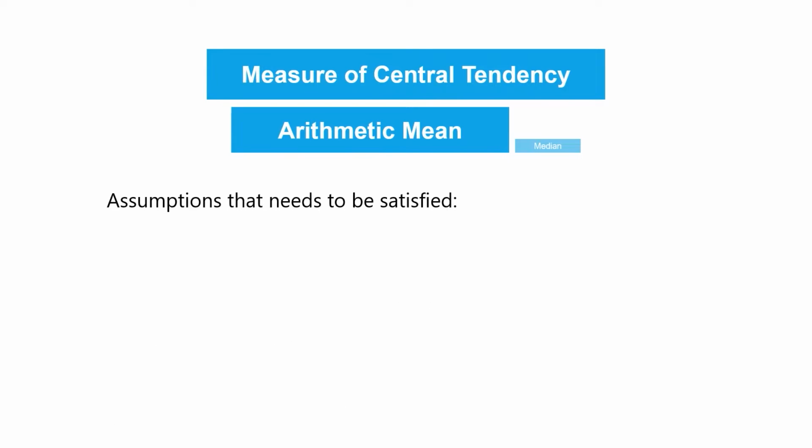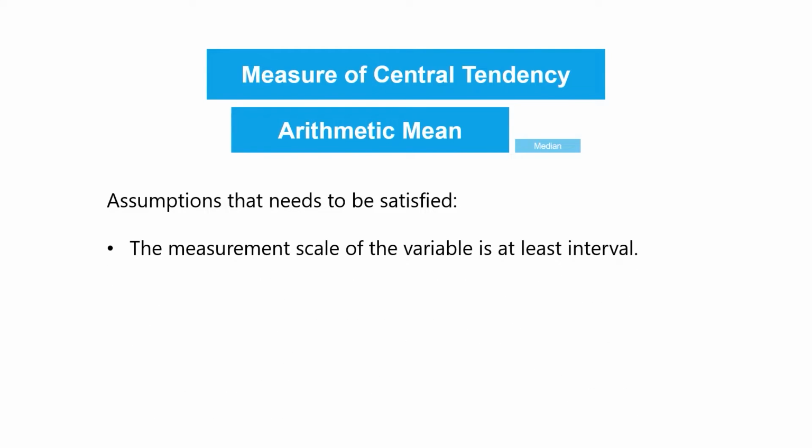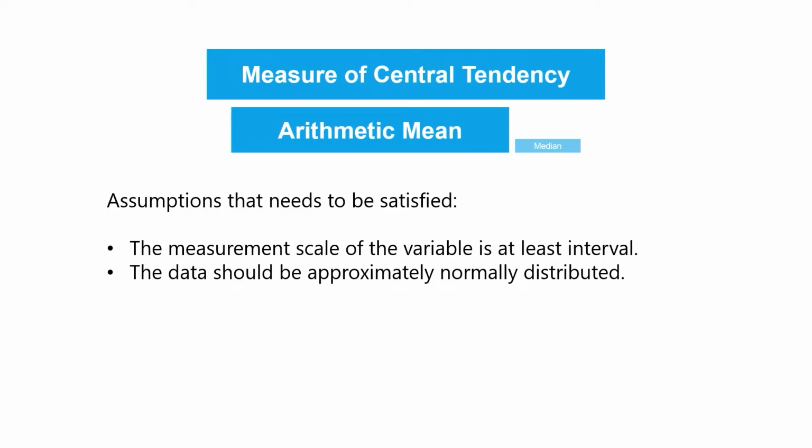There are several assumptions that you need to satisfy before you can use the arithmetic mean. If at least one of the assumptions are not satisfied, then you cannot use it. Listed below are the assumptions. The measurement scale of the variable is at least interval. The data should be approximately normally distributed. And the data should not contain significant outliers. The first assumption can be satisfied if your research instrument gives an interval or ratio data. The second assumption can be checked using normal QQ plot, histogram, or other statistical tools. Finally, the third assumption can be checked using box plots.